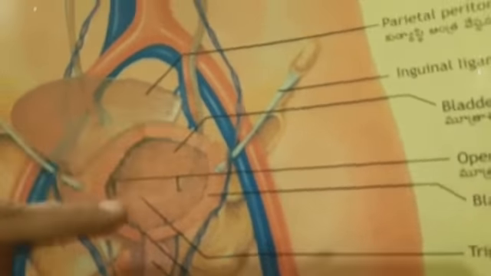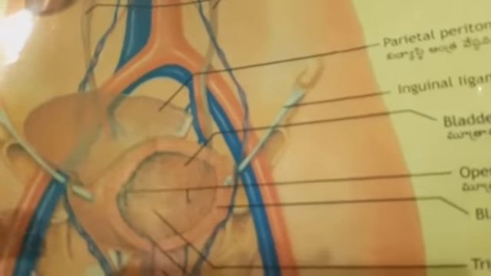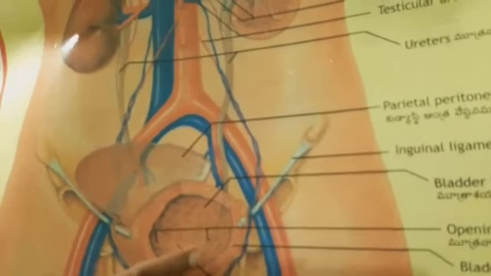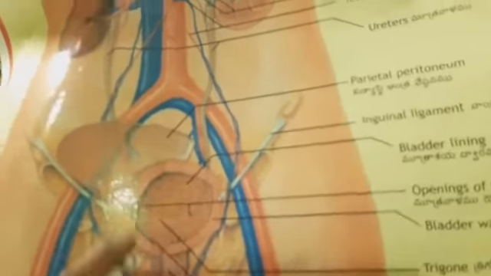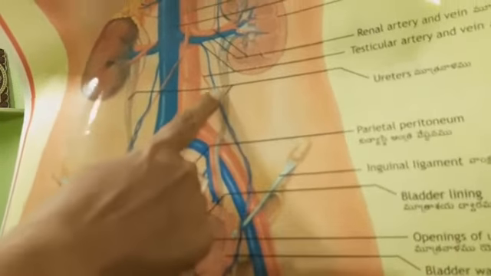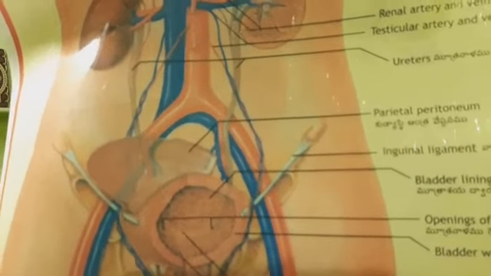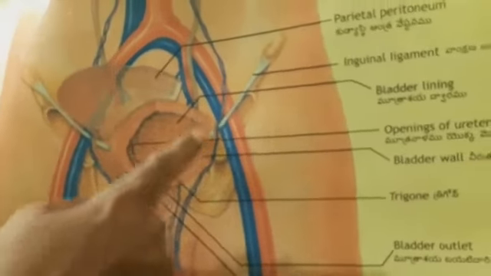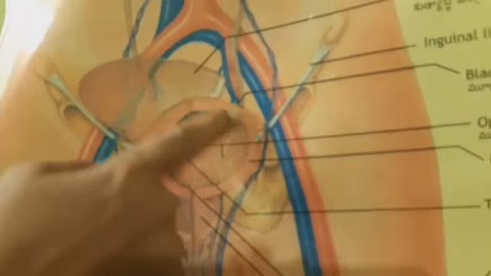From behind, you can see that they are not joining from the front but from the back side, obliquely at a particular angle, as I told you. In an oblique manner, they enter into the urinary bladder. The movement of urine through the ureters is by peristaltic movement, or peristalsis.